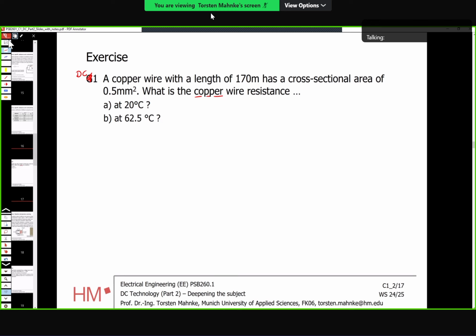Does anybody have a solution already, or at least a partial solution? Maybe a solution to A? You? 5.7. That's what I have too. How have you done it?